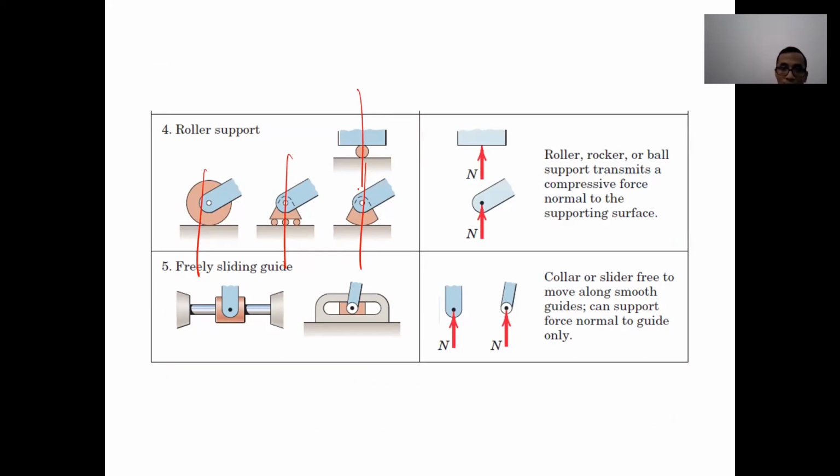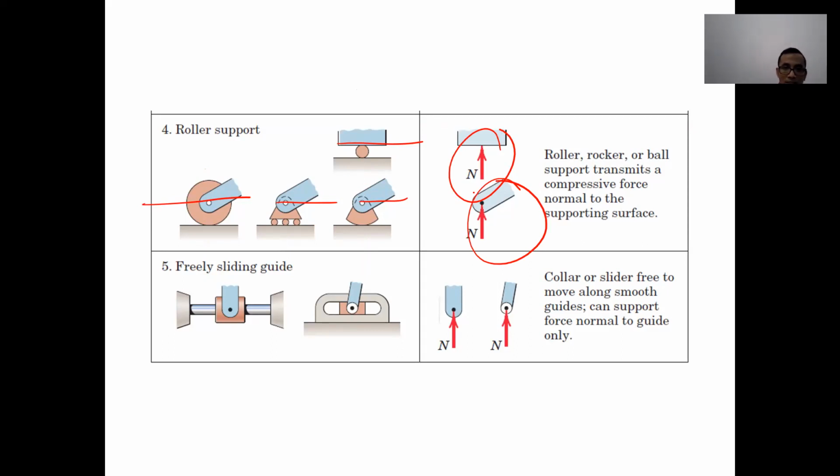Okay, roller support itu bisa menahan pergerakan ke arah vertikal, tetapi dia tidak bisa menahan pergerakan ke arah horizontal. But it cannot withstand the movement in the horizontal direction. That's why we do not need to put the horizontal reaction force there. We only need to put the vertical reaction force, normal force there.